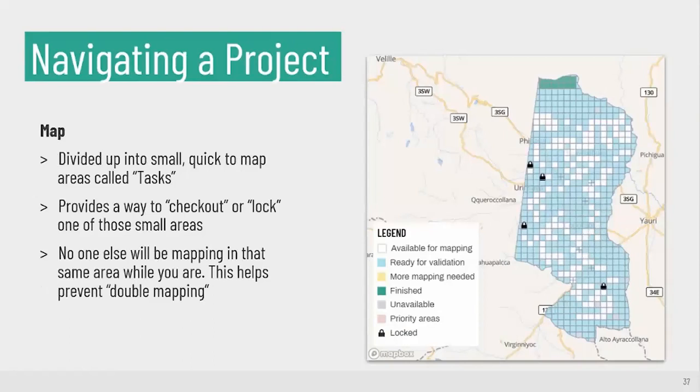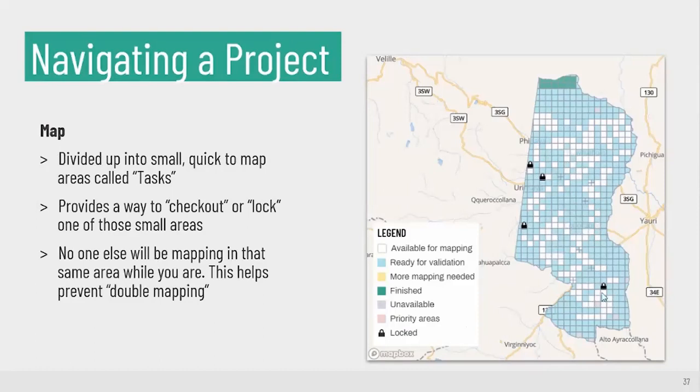Now you have done all that, you have read through the description, the instruction. How do I start mapping? On the right hand side you can see that the project has been divided into smaller tiles, which we call tasks. With this you can use the legend as a guide. So the white tiles are those that are available for mapping, the cyan ready for validation, the green ones are those that have already been validated, and the ones that have a padlock have been locked, like there is someone that is working on the task.